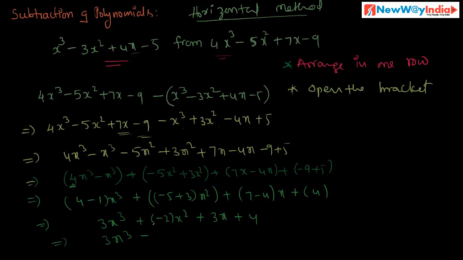If your bracket is removed, the symbol will be changed. Minus plus into minus, so minus 2x square plus 3x plus 4. Okay, this is the other method.